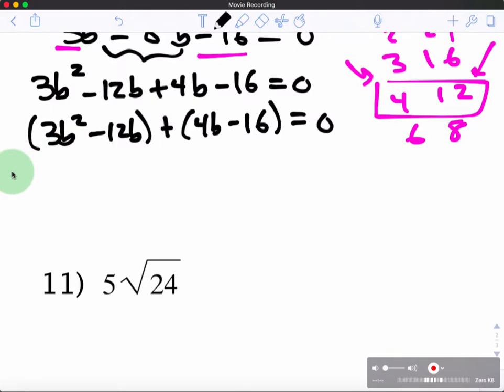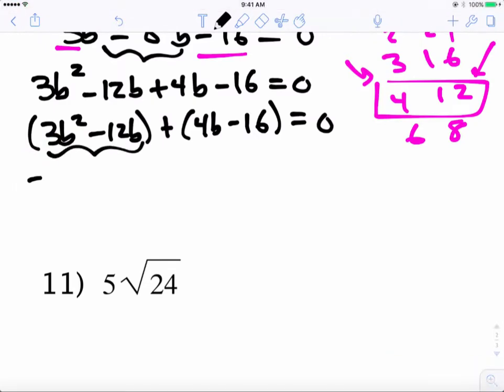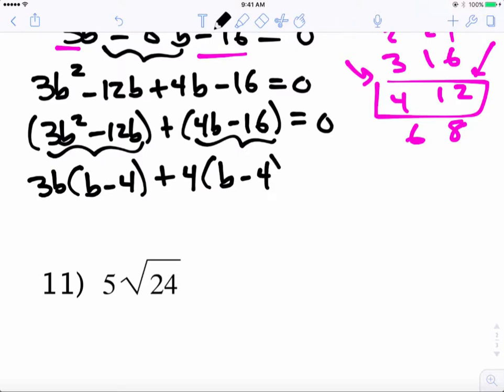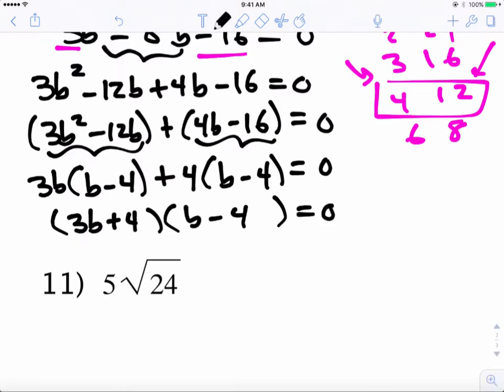So a common factor in this first grouping, I think, is 3b times the quantity of (b - 4). And a common factor in the second grouping, I think, is 4 times the quantity of (b - 4). And now we can write this as (3b + 4)(b - 4) = 0.